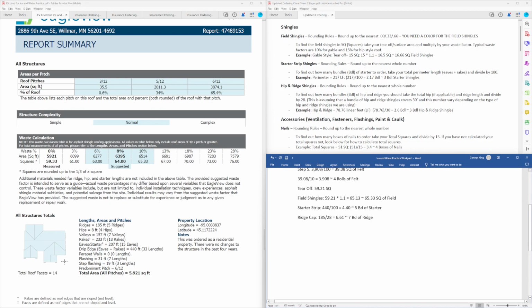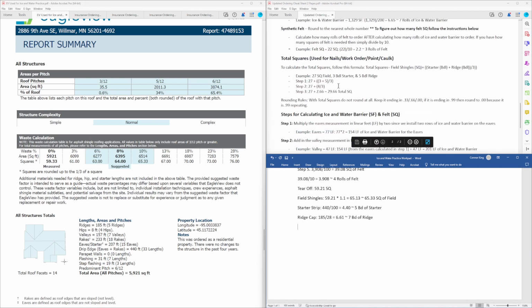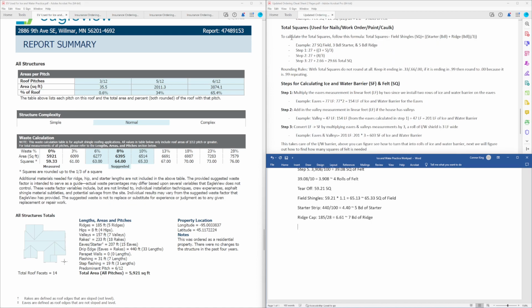What I next like to do is do my total squares before moving on. I put that at the bottom of this just so it didn't get too confusing at the top. It says to calculate total squares, follow this formula: total squares equals field shingles in squares plus starter in bundles and ridge in bundles divided by 3. So essentially we're just converting the bundles of starter and the bundles of ridge into squares of starter and squares of ridge, and then adding it into the squares of our field to get our total squares.